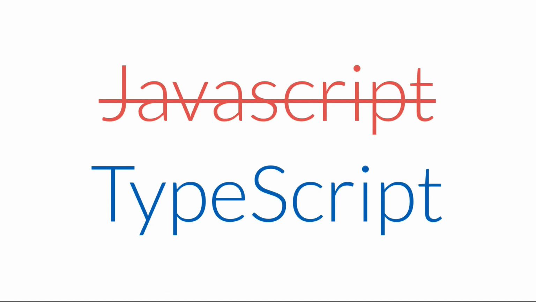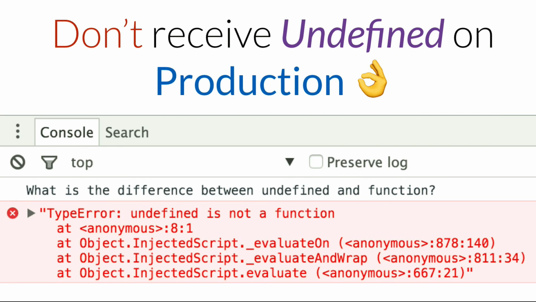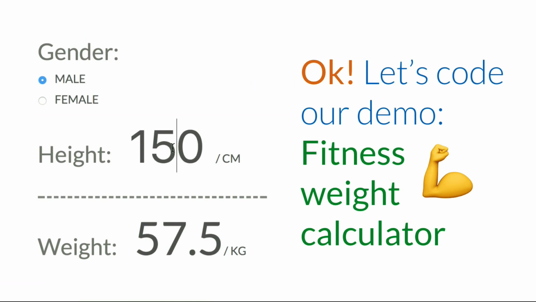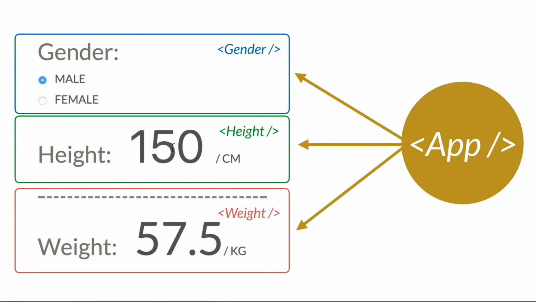And actually I think it's a great idea to use a type system like Flow or TypeScript because it's not okay to receive undefined on production. So use a type system. And let's code a demo like a fitness weight calculator. We will change a gender and a height value and receive the weight. So what does our React app look like? We have the app component, and it consists of a gender component, a height component, and weight.